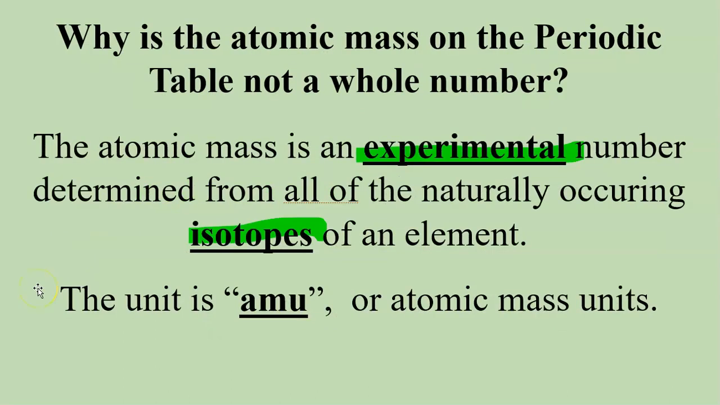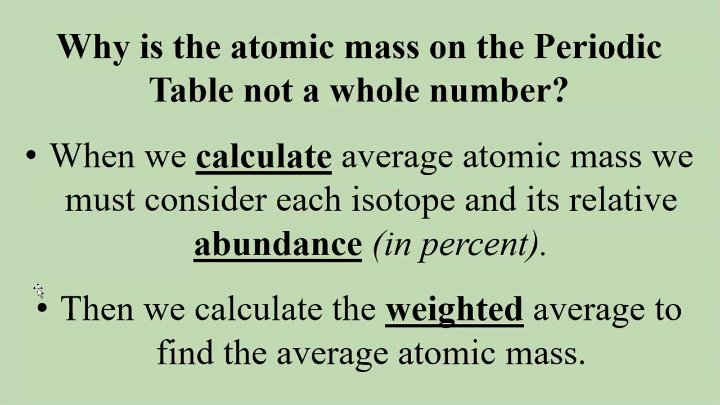The atomic mass is an experimental number determined from all of the naturally occurring isotopes of an element. The unit is AMU, or atomic mass units, and it's lowercase. When we calculate the average atomic mass, we must consider each isotope and its relative abundance in percent. Then we calculate the weighted average to find the average atomic mass.